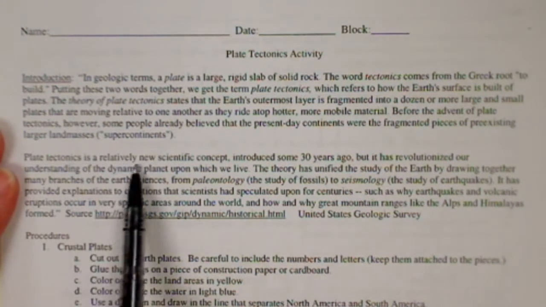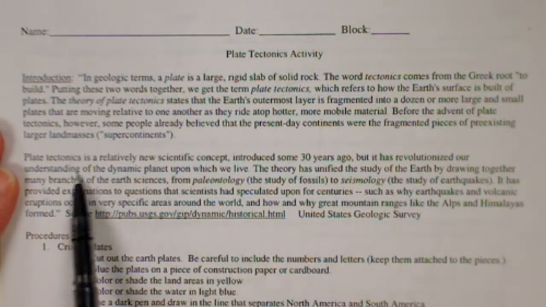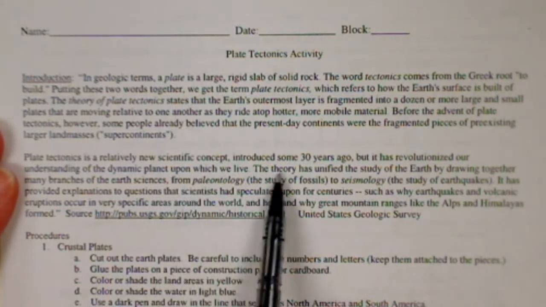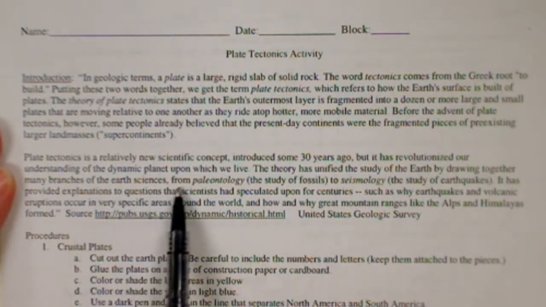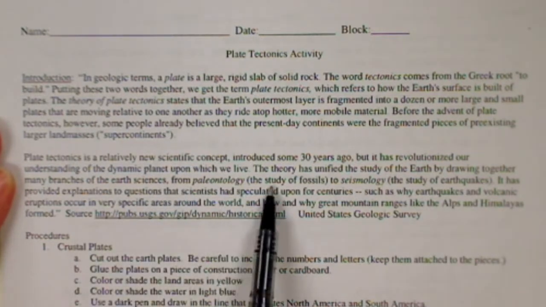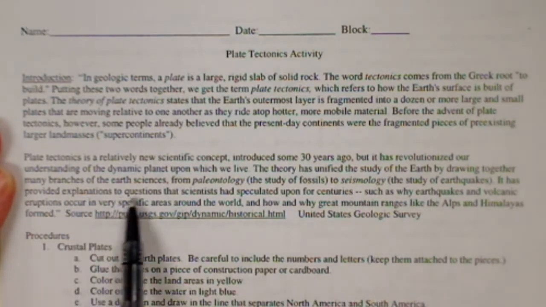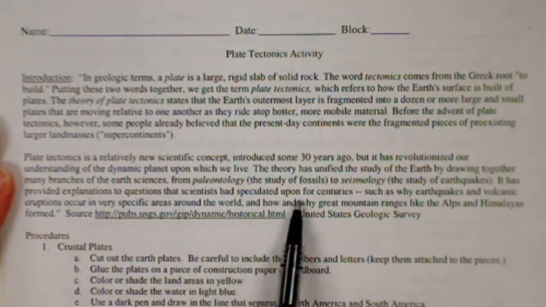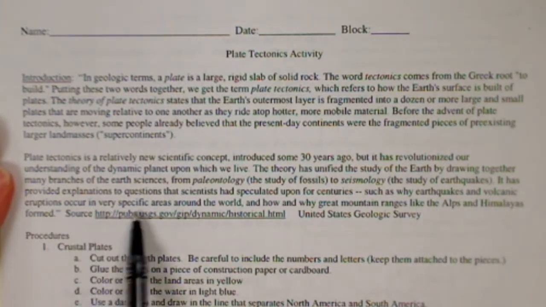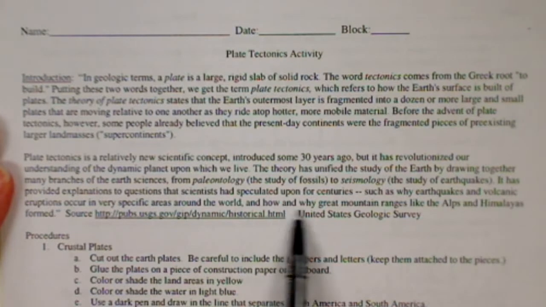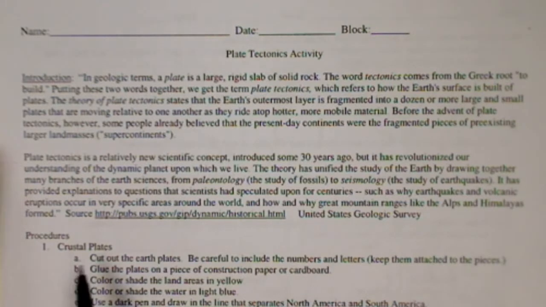Plate tectonics is a relatively new scientific concept introduced some 30 years ago, but it has revolutionized our understanding of the dynamic planet upon which we live. The theory has unified the study of the Earth by drawing together many branches of the Earth sciences, from paleontology, the study of fossils, to seismology, the study of earthquakes. It has provided explanations to questions that scientists had speculated upon for centuries, such as why earthquakes and volcanic eruptions occur in very specific areas around the world, and how and why great mountain ranges like the Alps and Himalayas formed. So we're going to go ahead and look at the procedures.